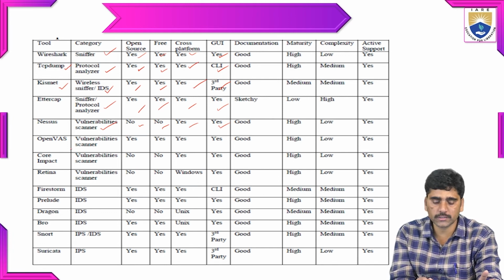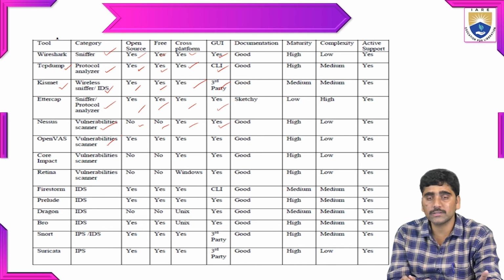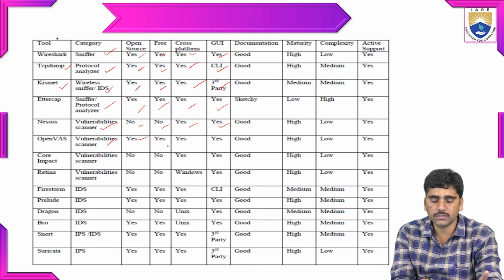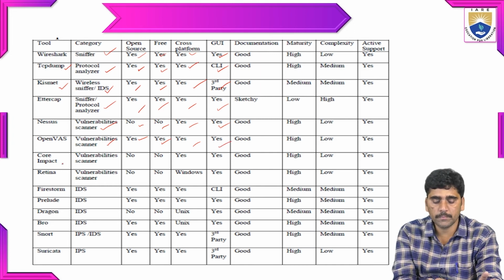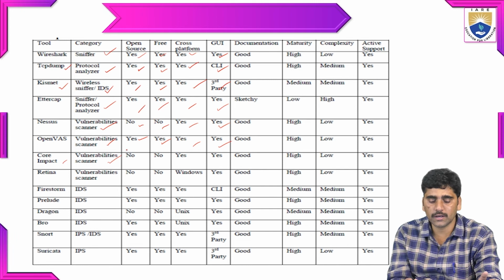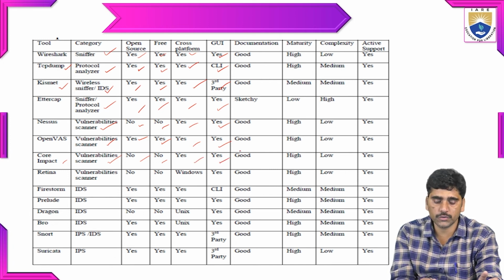And OpenVAS. It is also a vulnerability scanner. It is open source and free of cost, cross platform, and it operates in GUI mode. And Core Impact. It is a type of vulnerability scanner, it is not open source, not free of cost, it is cross platform, and it operates in GUI mode.